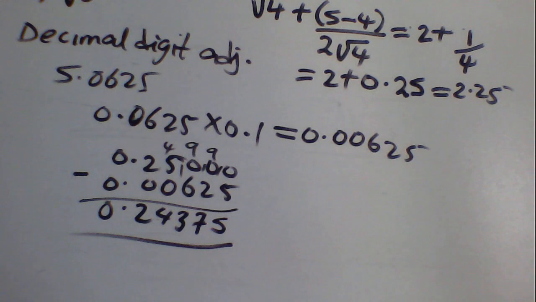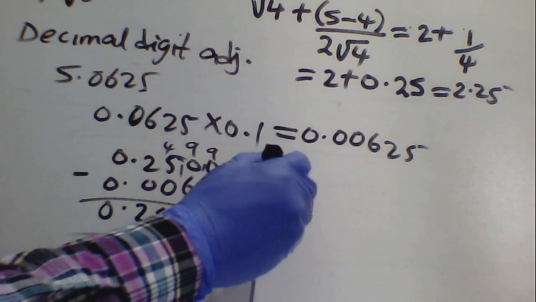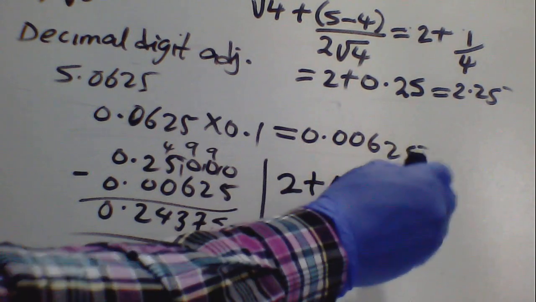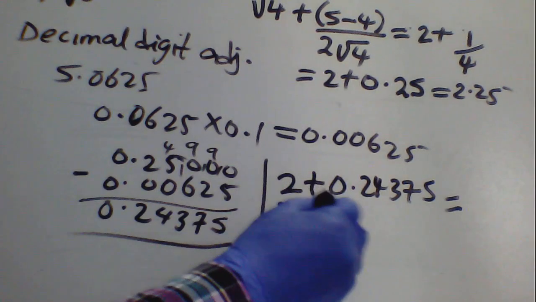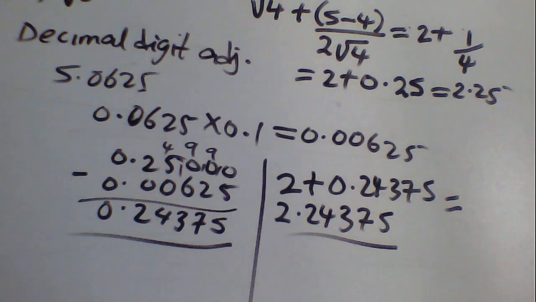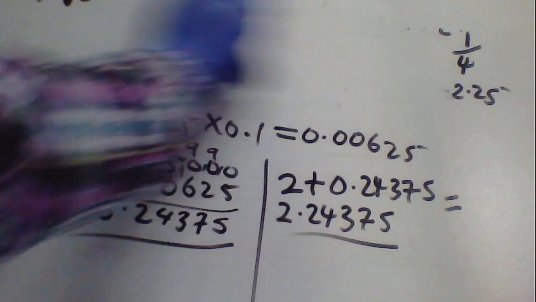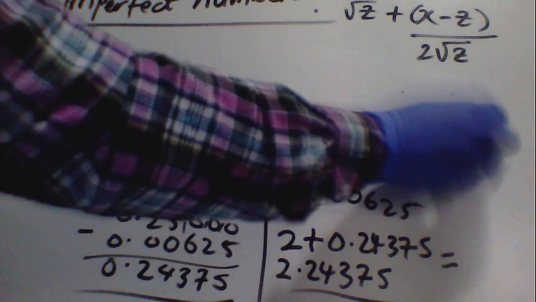So that gives us 0.24375. So finally, once you get this answer, you add it to 2. Finally, you have 2 plus 0.24375, and that will give us 2.24375. So in this case, this is your answer. Once you arrive at this point, you have already gotten what you are looking for.